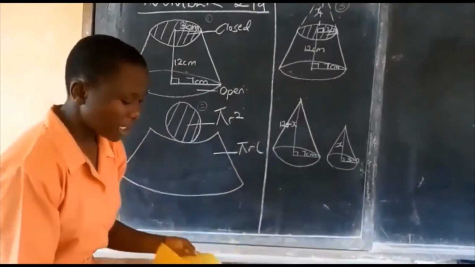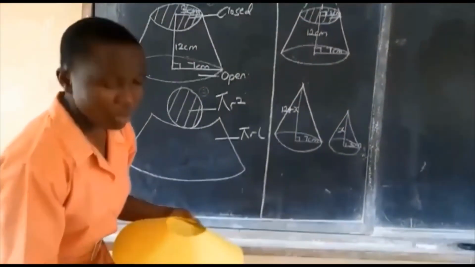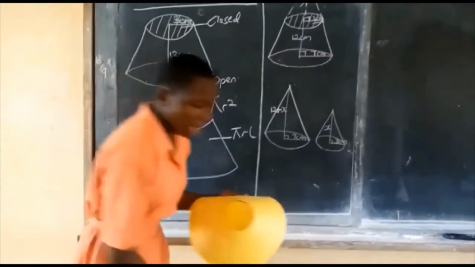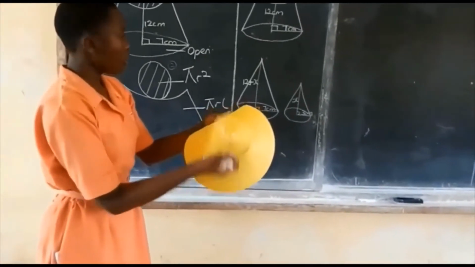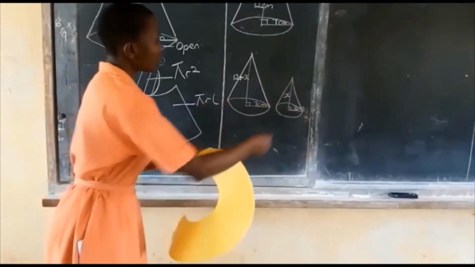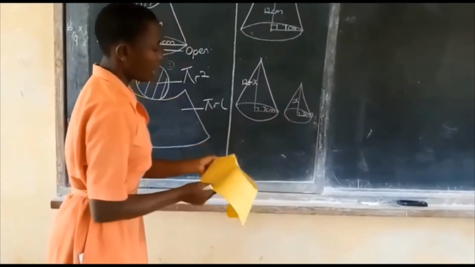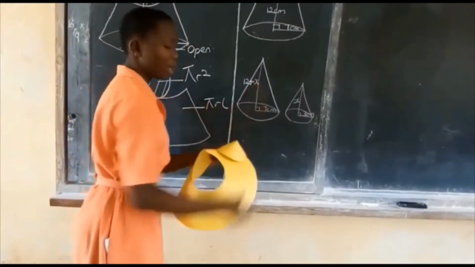But this lampshade was got as a result of chopping off. It was a full cone like this, and we chopped off. So this was removed to form this cone, and this and the whole of it formed this one.